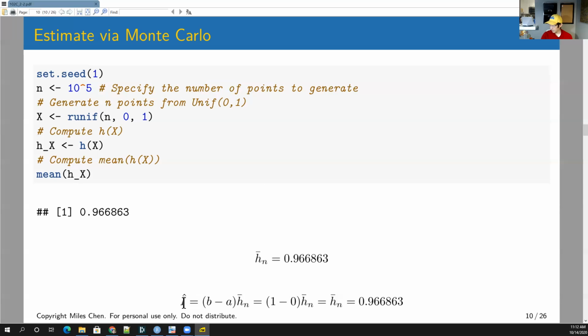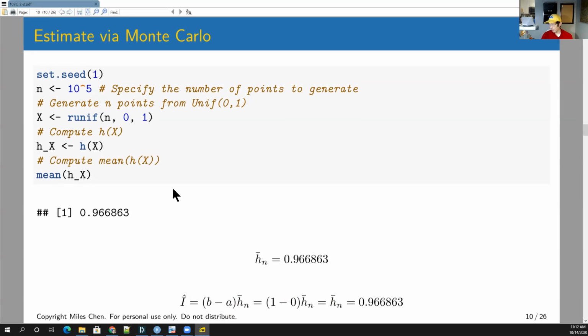The integral is going to be b minus a times h bar n. Here b minus a is 1, so that just ends up being h bar, so this ends up being the same. But if I had a wider interval, if I generated values on an interval greater than 0 to 1, I would just multiply that by the width of the interval.